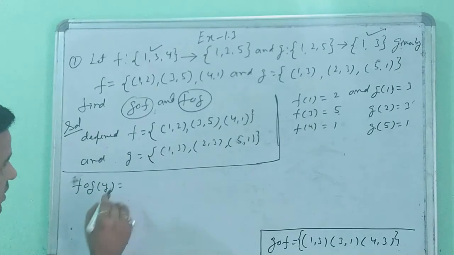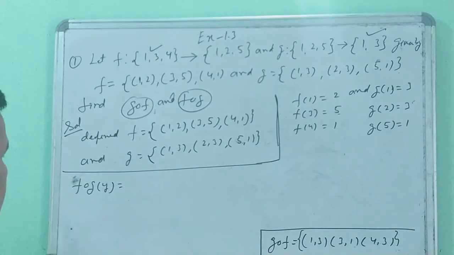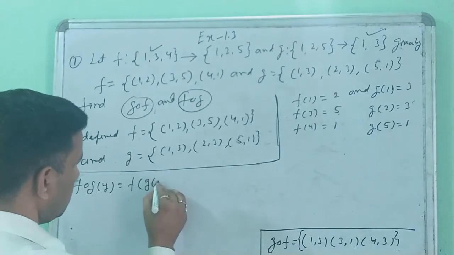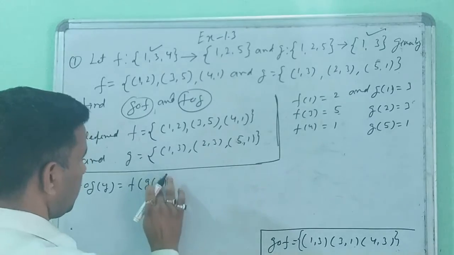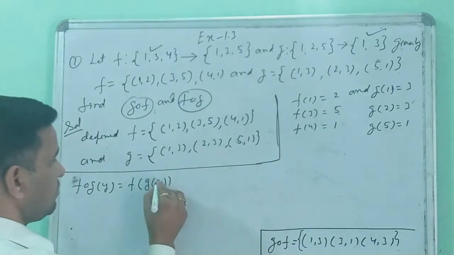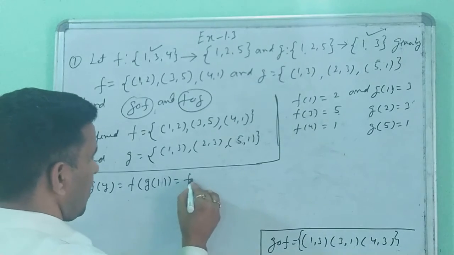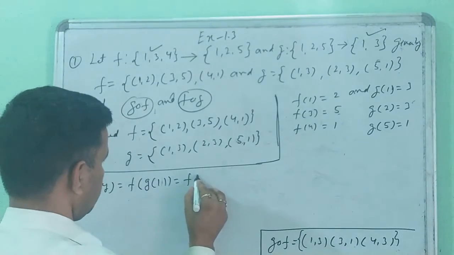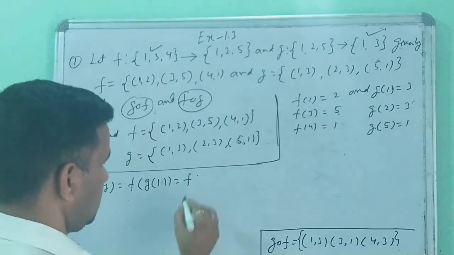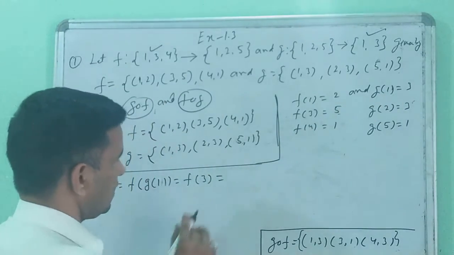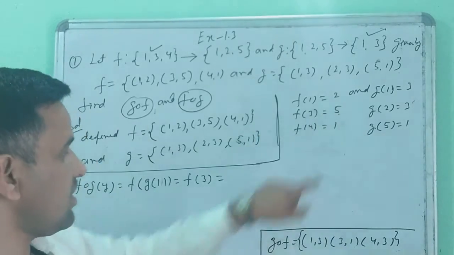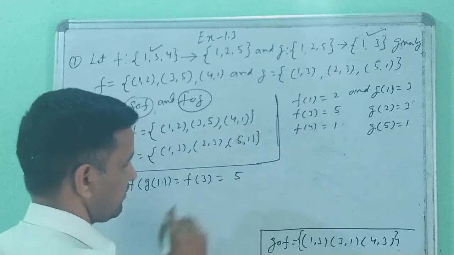FOG of Y. First of all, we will write the question in this form. What is the value of Y here, first 1? G1. Then you will write here F of G1. What is the value of G1? G1 has the value 3. Then you will check F3. What is F3 here? It is 5.